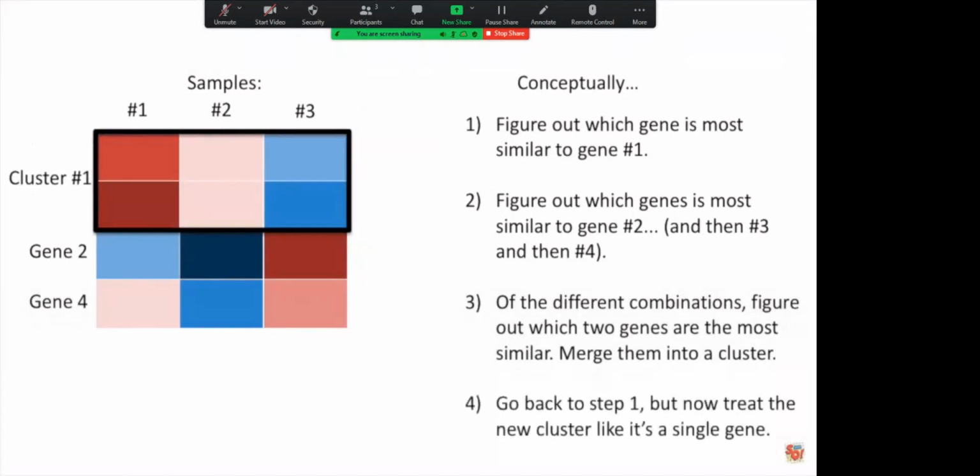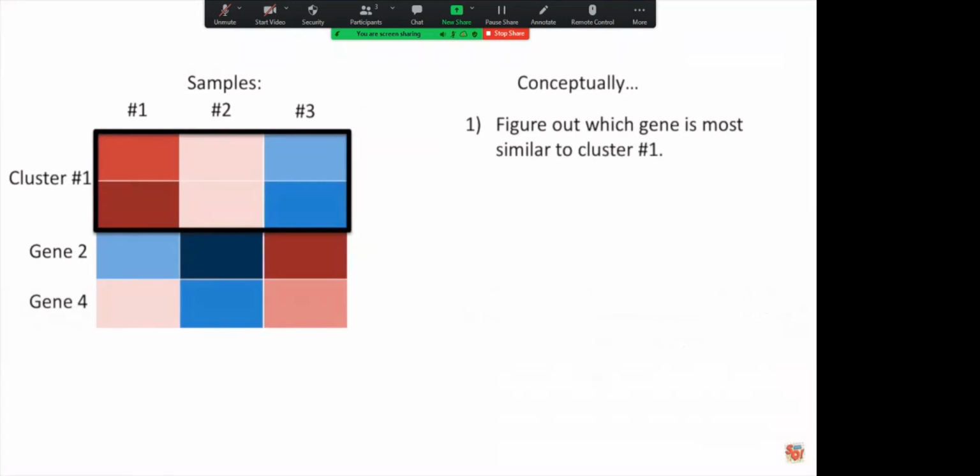Step 4, go back to step 1, but now treat the new cluster like it's a single gene. So in step 1, we figure out which gene is most similar to cluster number 1. Cluster number 1 is most similar to gene number 4. And we figure out which gene is most similar to gene number 2. In this case, gene number 2 is most similar to gene number 4, but notice that we compared gene number 2 to cluster number 1. Same thing for gene number 4.